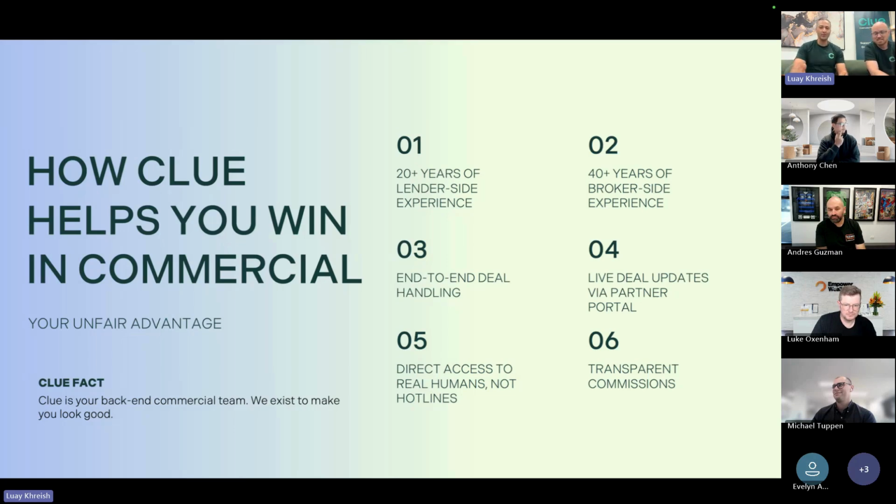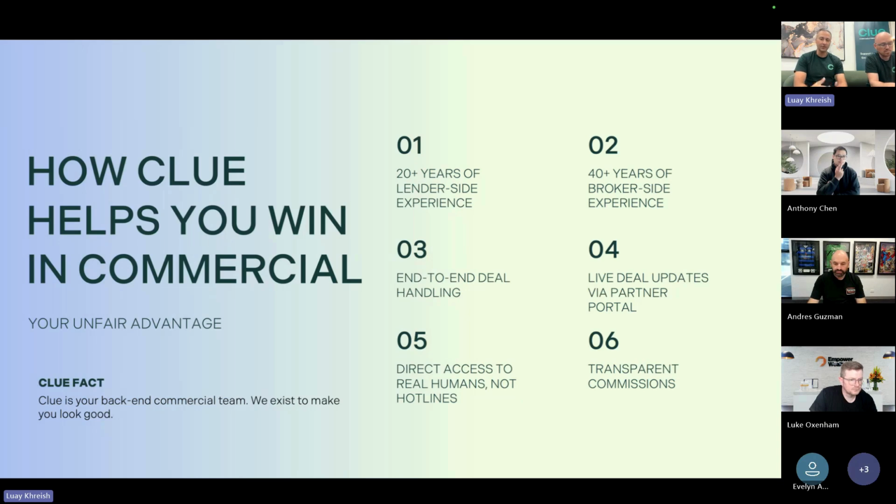But through our portal, you'll be able to track all your deals with live updates. Anytime that we make a change on our end, you'll see it in the portal. So you no longer have to wait for a call or an email, or make a call yourself, or send an email, because it's all right there in your portal.